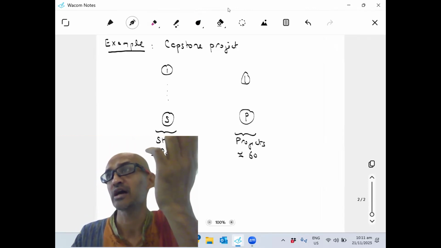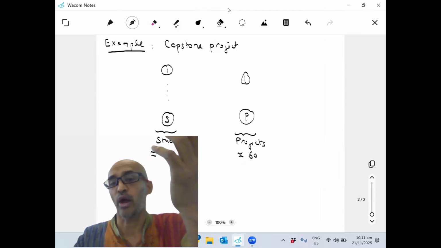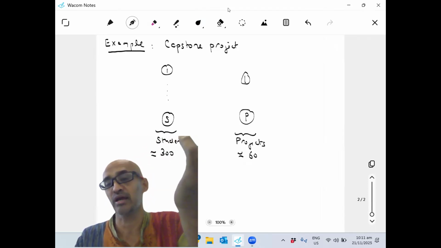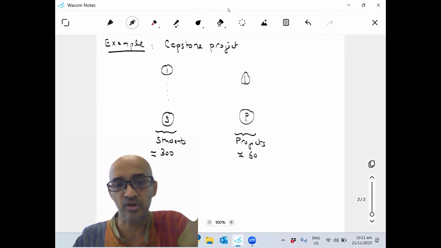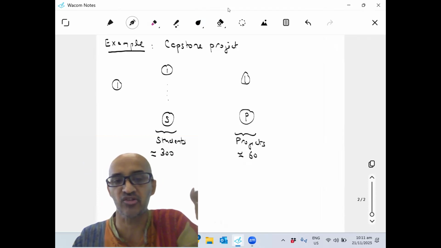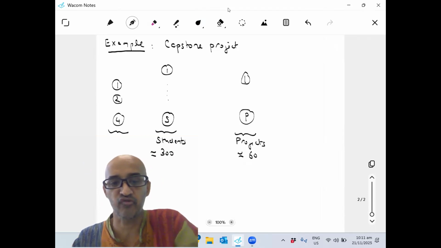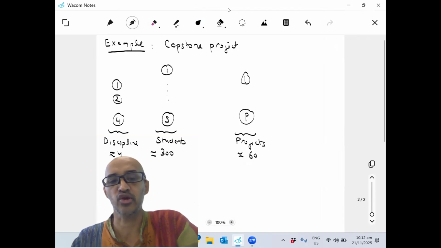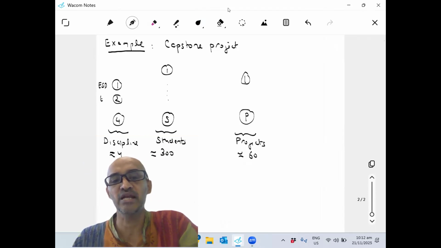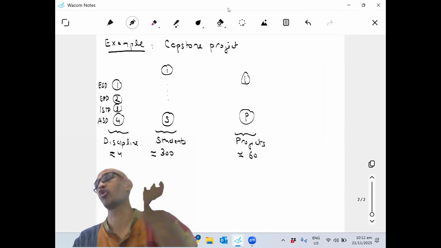Each of these projects has some requirements. Every student comes from a discipline, every student has some expertise. At SUTD, till recently there were basically 4 different expertise. Now maybe there are 5, but let me just stick with 4. So what's a discipline? It's basically a pillar. So you're an ESD student, an EPD student, ISTD or ASD. So there are 4 disciplines.